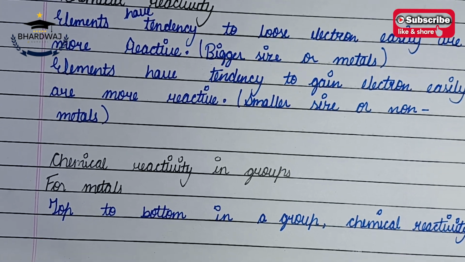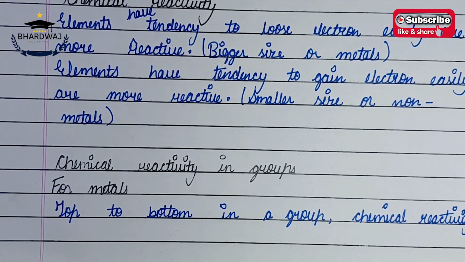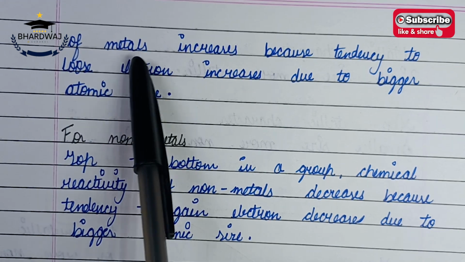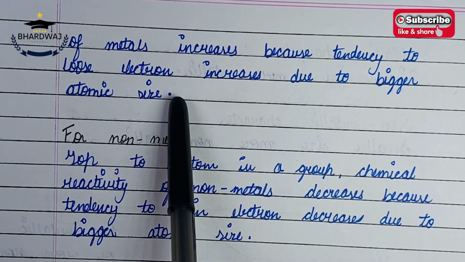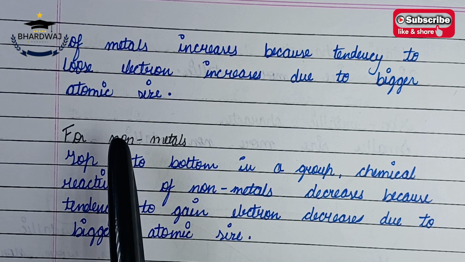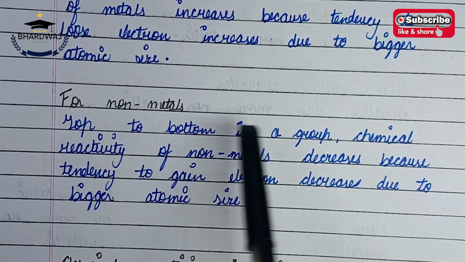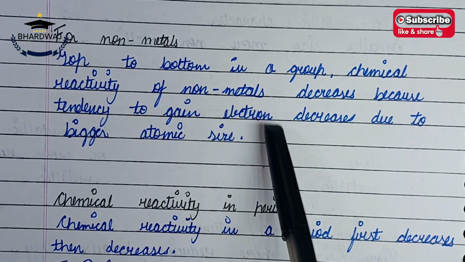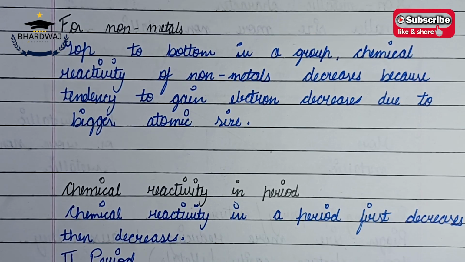Now let's talk about chemical reactivity in groups for metals. Top to bottom in a group for metals, reactivity increases because the tendency to lose electrons increases due to bigger size. As the tendency of losing electrons increases, they become more reactive. For non-metals, top to bottom in a group, chemical reactivity decreases because the tendency to gain electrons decreases due to bigger atomic size. As atomic size increases, metallic character increases, so the non-metallic character decreases.